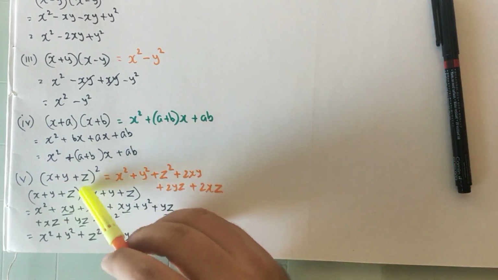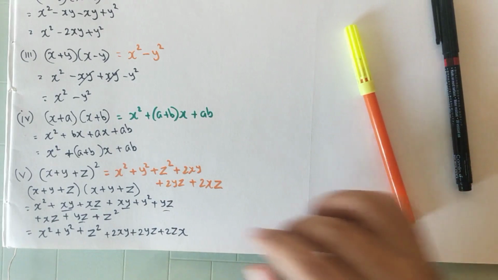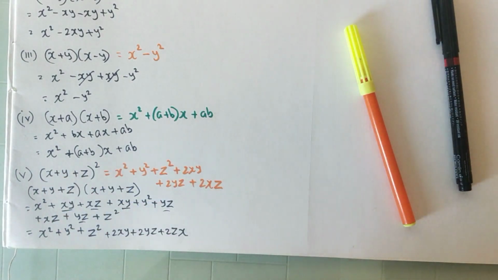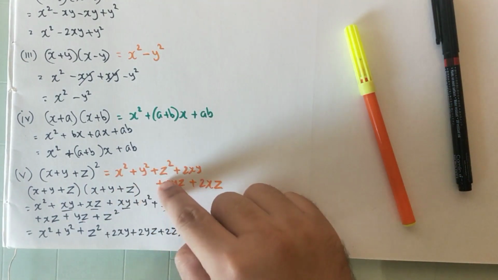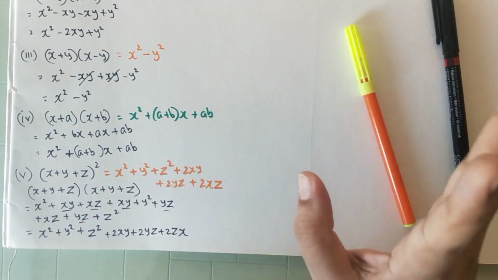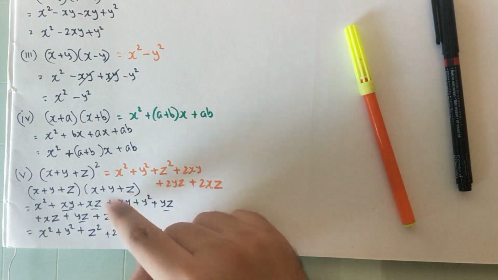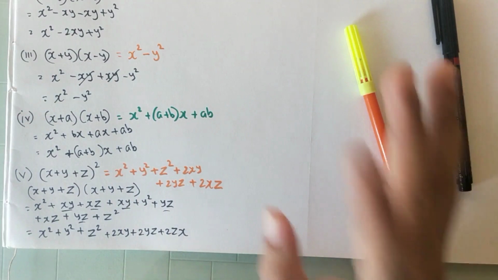One more thing: in these 3 terms, if any one term becomes negative, suppose there is x plus y minus z the whole square. In that situation, these perfect squares will never convert to negative. They will always remain positive. If you see, multiplying a negative with a negative will convert to positive. So these square terms will always remain positive.